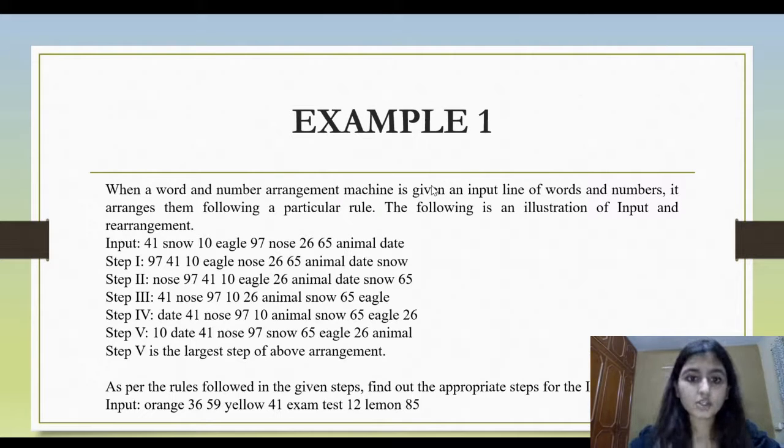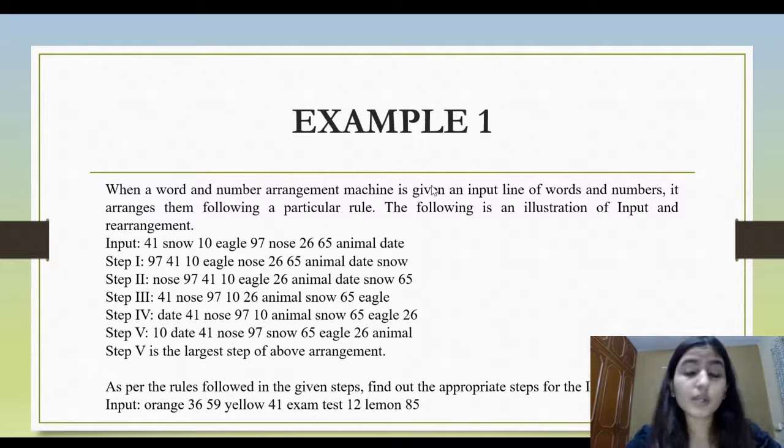The number which is greater than 26 is 41. So, we again come to the left-hand side. The number greater than 41 is 65, so we again flip to the right-hand side. And then it is 97, so we again flip to the left-hand side. So the numbers essentially are going in this manner. It's 10, 26, 41, 65, and 97.